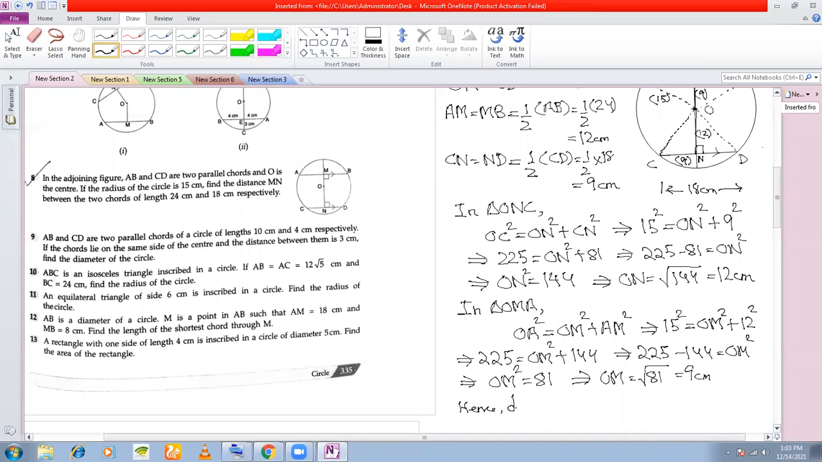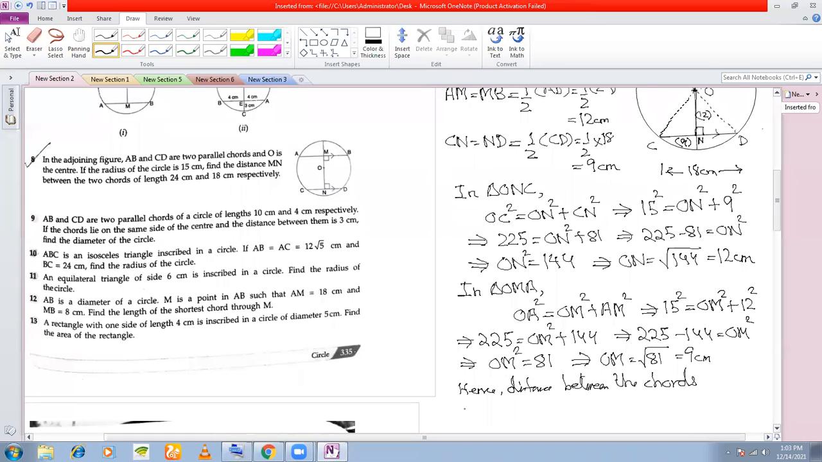Hence distance between the chords MN is equal to ON plus OM. ON we have found out to be 12, and OM we found out to be 9. So this is 21 centimeters. That is the distance between the chords. Any question? No, sir. Okay.